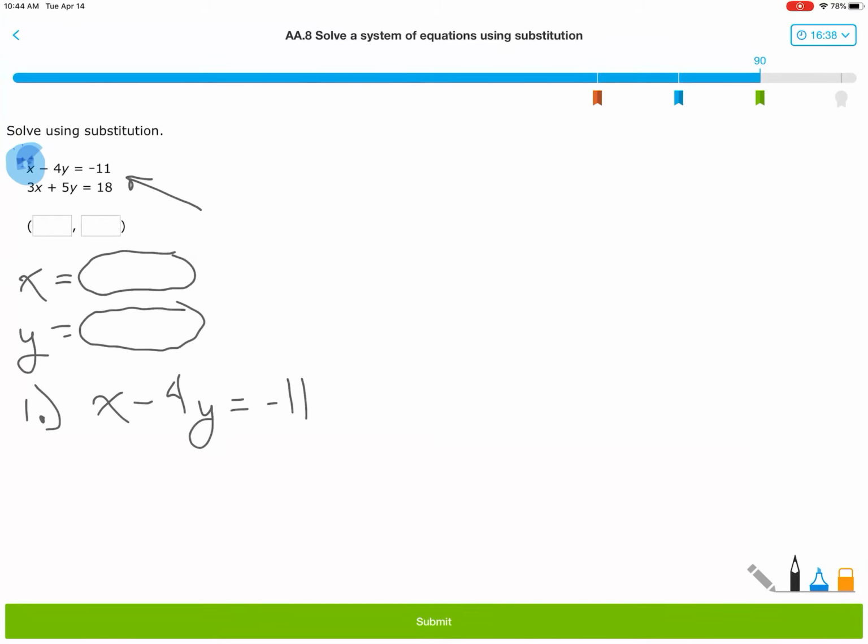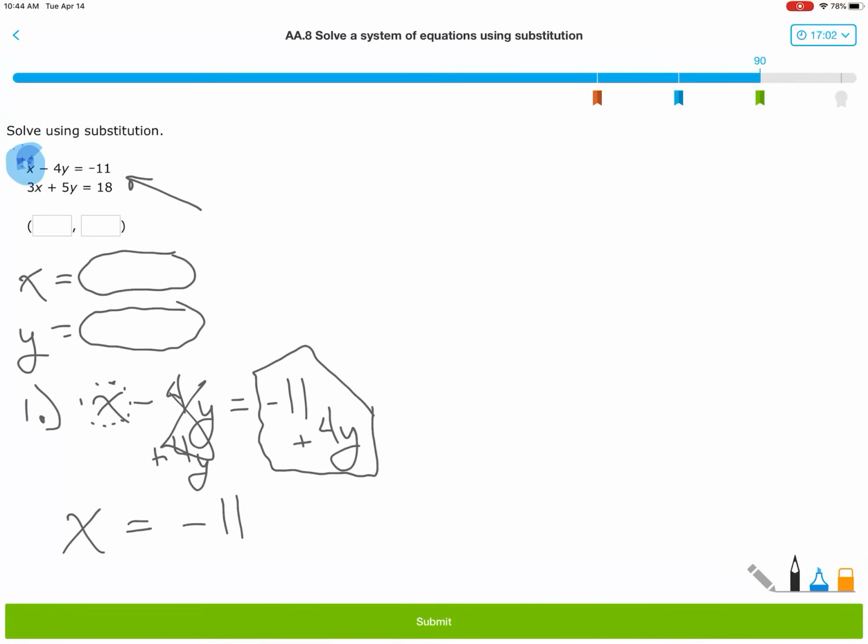Step one says solve one equation for one variable. We just said we're going to solve for x. That means I need to move that negative 4y over. So I'm going to say plus 4y plus 4y. I cannot put these two together because they're not the same. I just have to write x equals negative 11 plus 4y and leave it that way. So that's step one. Solved an equation for one variable.